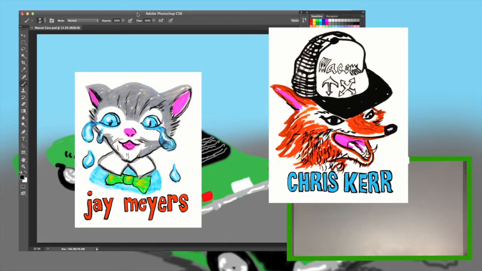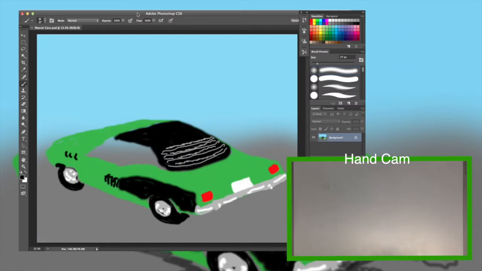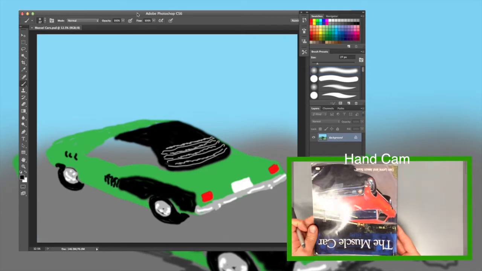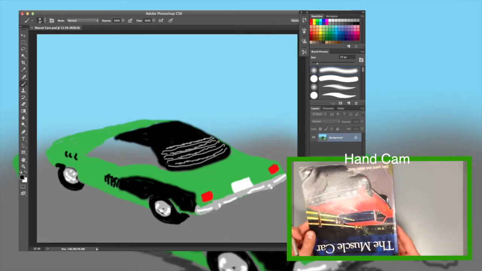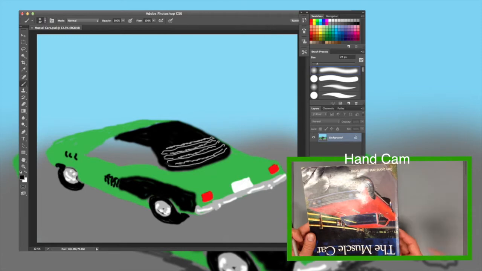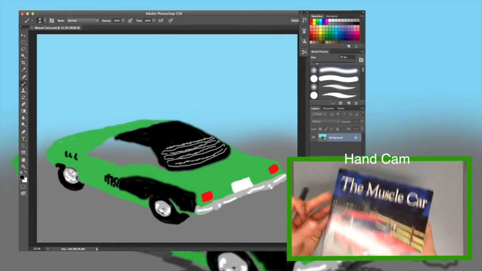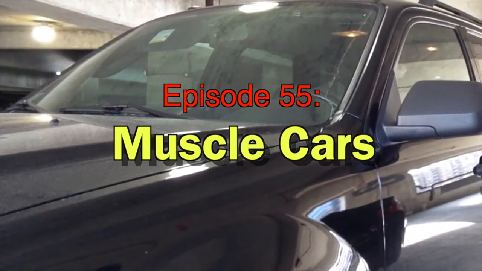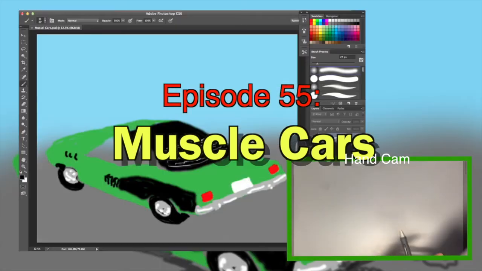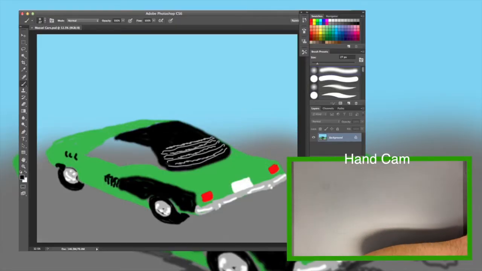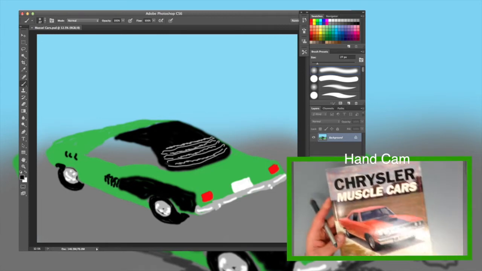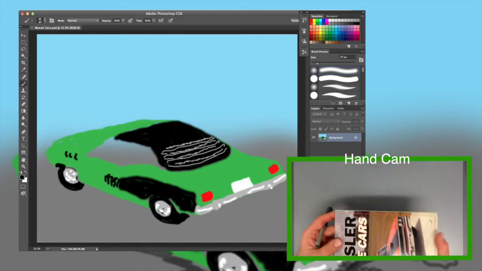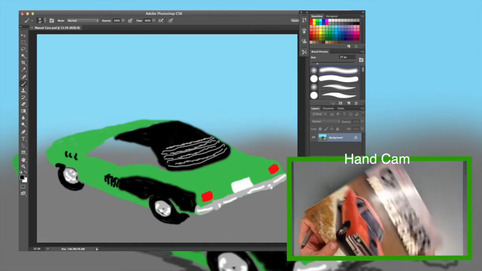All right, today, you can probably see from the picture on your screen, we are doing muscle cars. So we have a little inspiration here. It's upside down, flip it around. We have the muscle car. In case you missed that one, we have the muscle car. Muscle cars, which is pretty sweet.